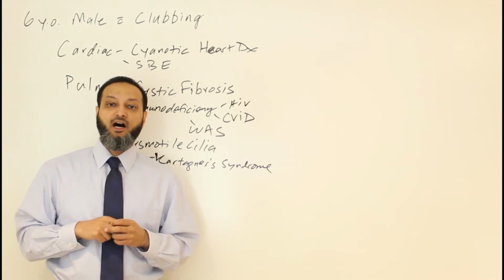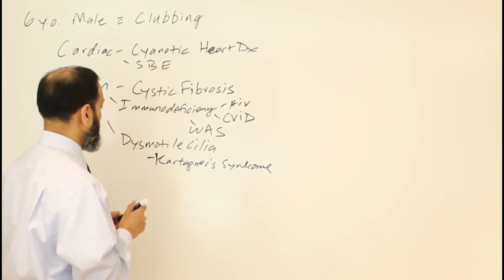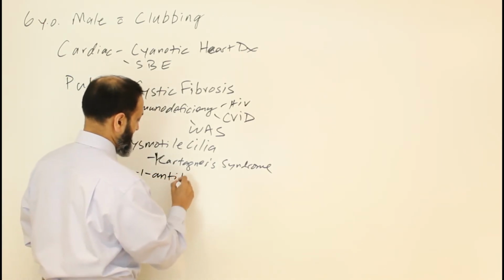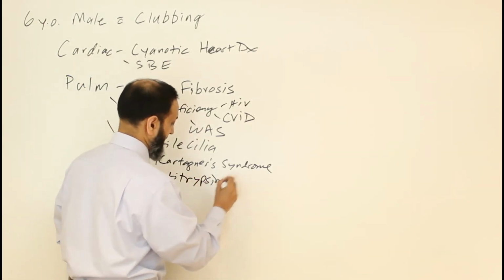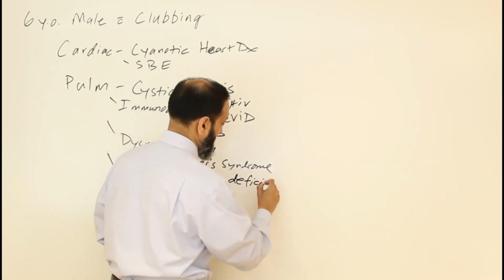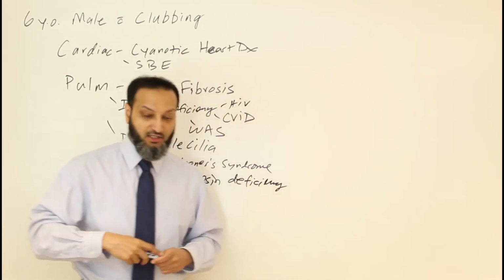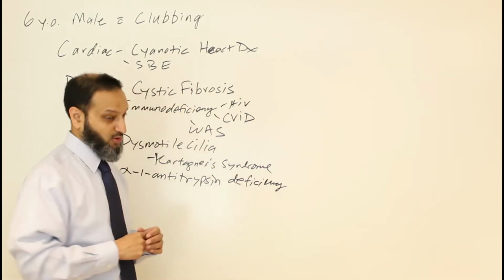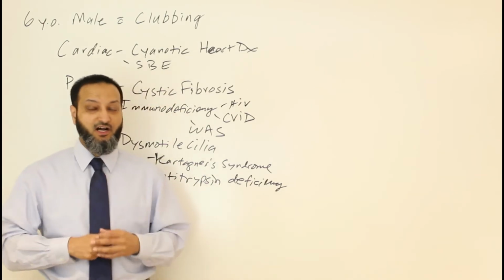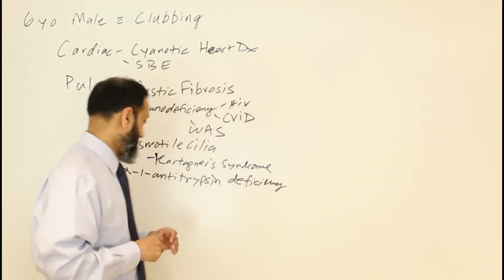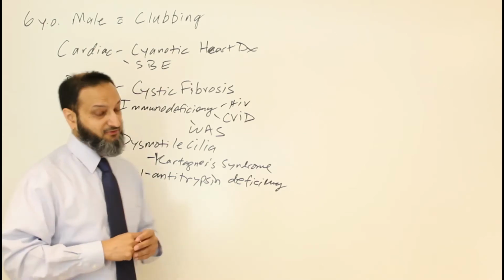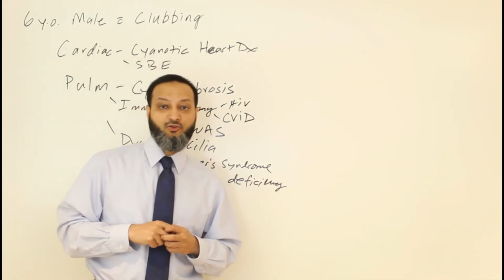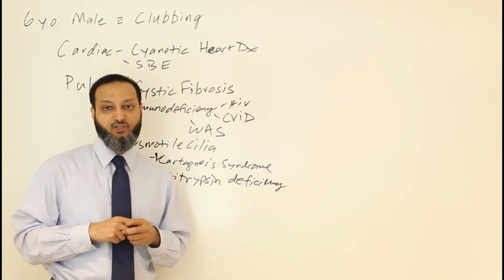Other things that you might consider with chronic respiratory problems would be alpha-1 antitrypsin deficiency. Alpha-1 antitrypsin deficiency can also present with chronic lung infections, pneumonias, respiratory symptoms and clubbing, and those patients can also have liver involvement, increased LFTs and liver dysfunction as well. But alpha-1 antitrypsin deficiency can present with clubbing and chronic respiratory symptoms as well. So I think that's a consideration on this patient as well.